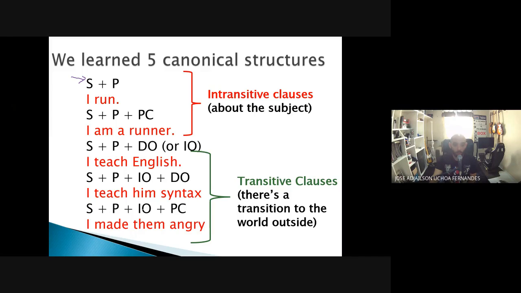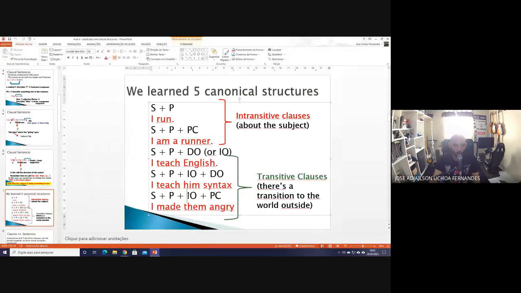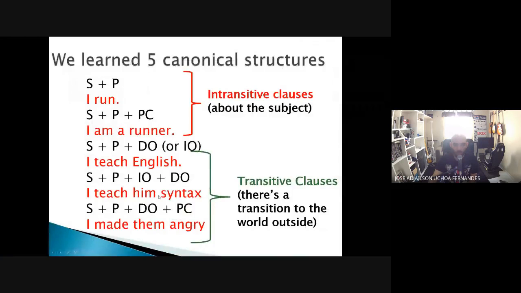And subject, predicator, object, and predicative complement. I made them angry. I made my students confused. I is the subject, made is the predicator, my students or them is the indirect object. Sorry, the direct object. I think this is a typing problem. Let me correct it. Sorry about this. It's a copy-paste thing.